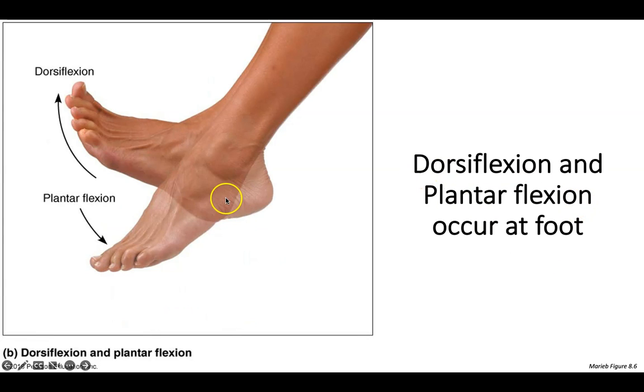Dorsiflexion and plantar flexion occur down here at the foot. And you can see here, dorsiflexion is basically your toes lifted off the ground, your heel down on the ground. And plantar flexion is the opposite, your toes down on the ground and your heel lifted. So standing on your toes, plantar flexion. Standing on your heel, dorsiflexion.